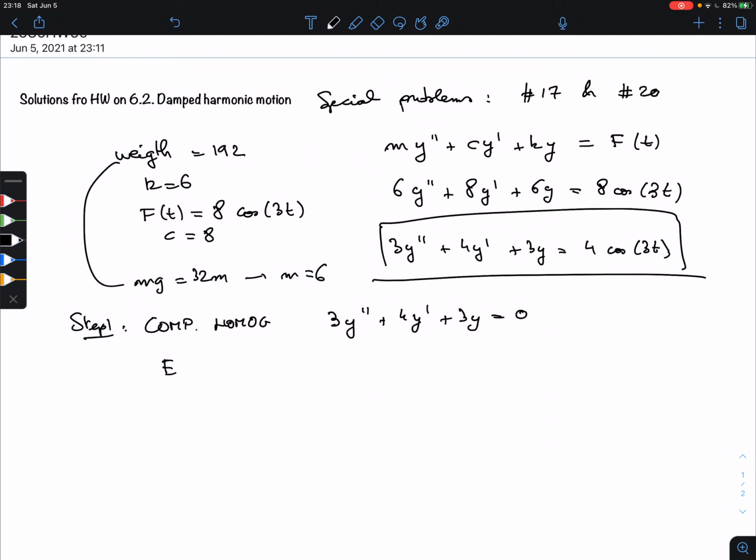So we know that we have to look at the characteristic equation. That would be 3t squared plus 4t plus 3 equals 0. Now we can either use the quadratic formula, or we can think perhaps we can factor by the AC method, and the factoring would involve us finding two numbers that multiply to 9 and add up to 4.